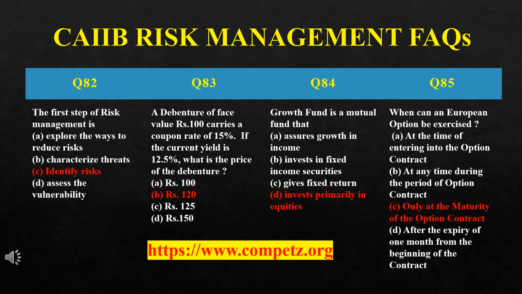Here, a European option can be exercised only on the date of expiry of the contract. American option contracts can be exercised at any time on or before the expiry of the contract. So if they have asked about a European option, we should write that it can be exercised only on the date of expiry of the contract. Tick option C, that is only at the maturity of the option contract.